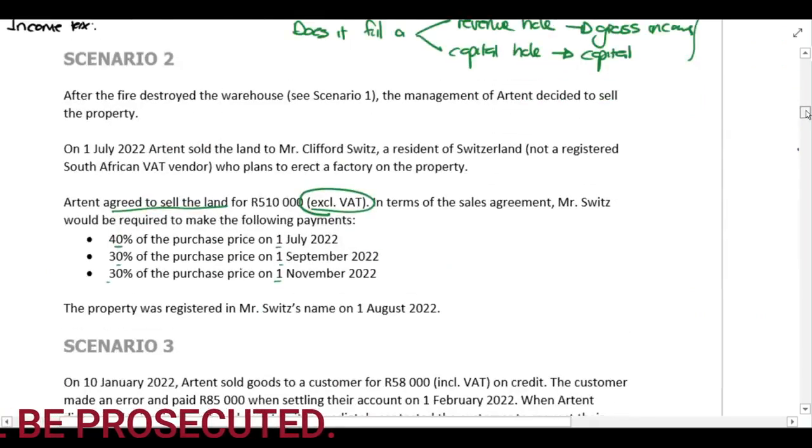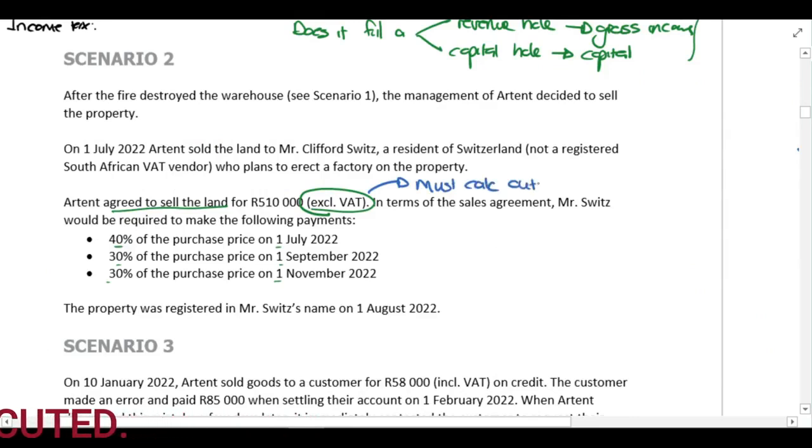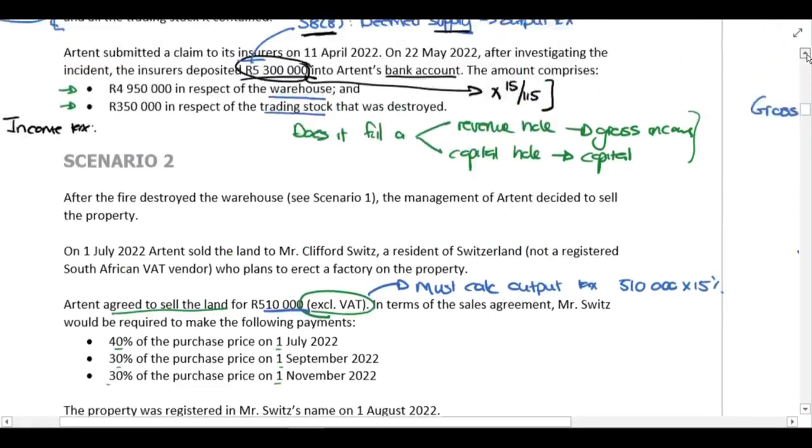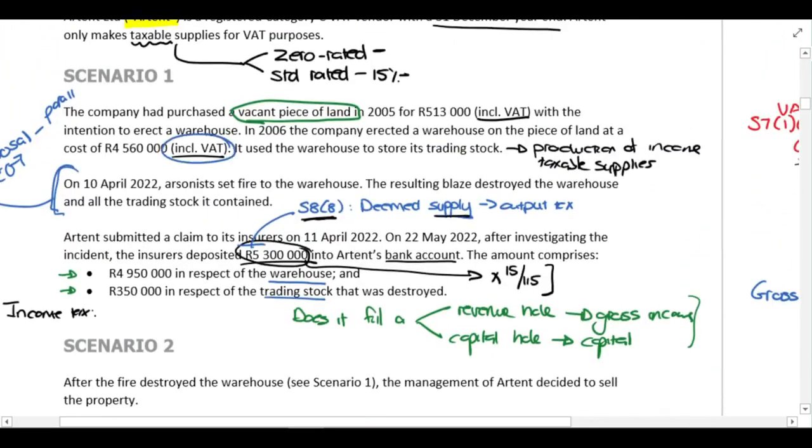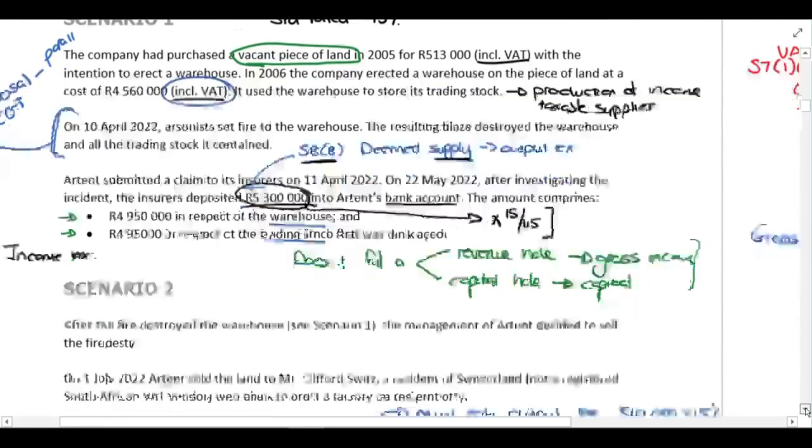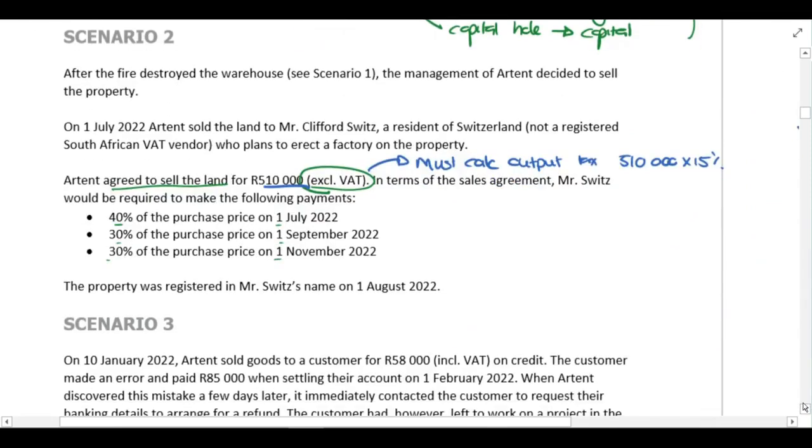Okay, so I want you guys to see how it keeps popping up. So I'm going to make the comment here, must calc output tax. Now, because this is excluding VAT, it would be 510,000 times 15%. Okay, you have to be sure also, if I just take you back, that you always pay attention to whether it includes or excludes VAT. Okay, 510,000 times 15%.